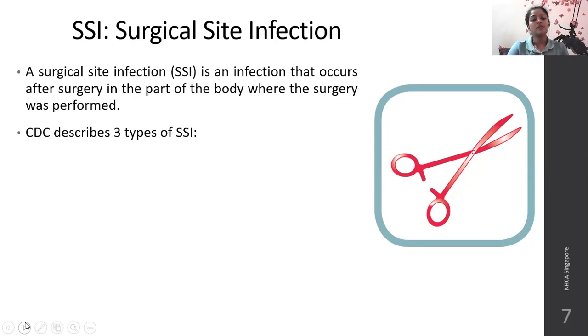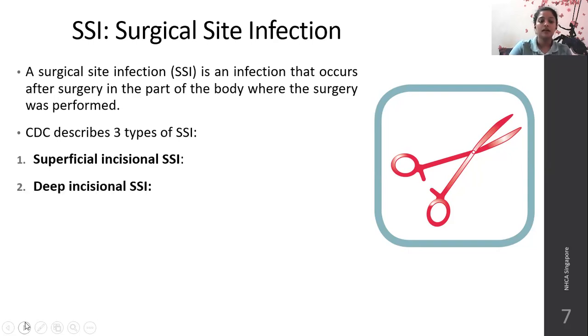The CDC describes three types of SSI: superficial incisional SSI, deep incisional, and organ or space. In superficial, as the name itself suggests, we can understand the epidermis and the dermal layers of the skin will be involved.